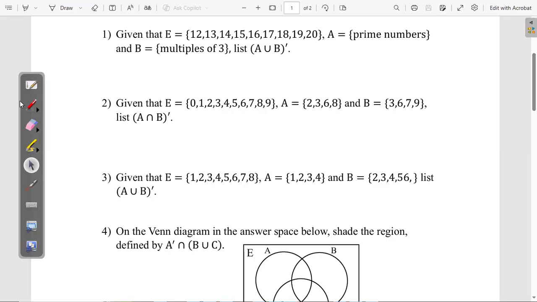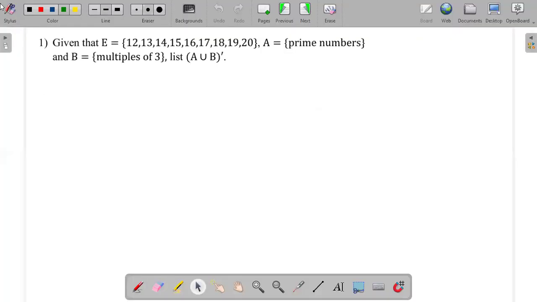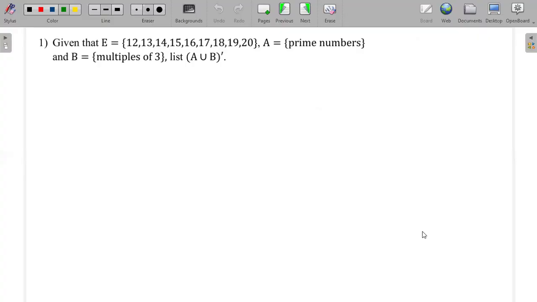All right, so let's start with question 1. Question 1 is very simple. They're saying, given that E is the set that contains 12, 13, 14, 15, 16, 17, 18, 19, and 20, and then A is the set that contains prime numbers, and B is a set that contains multiples of 3. List the set A union B complement.